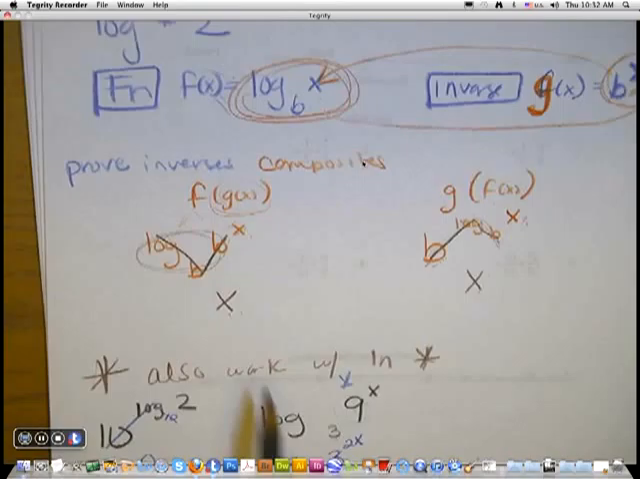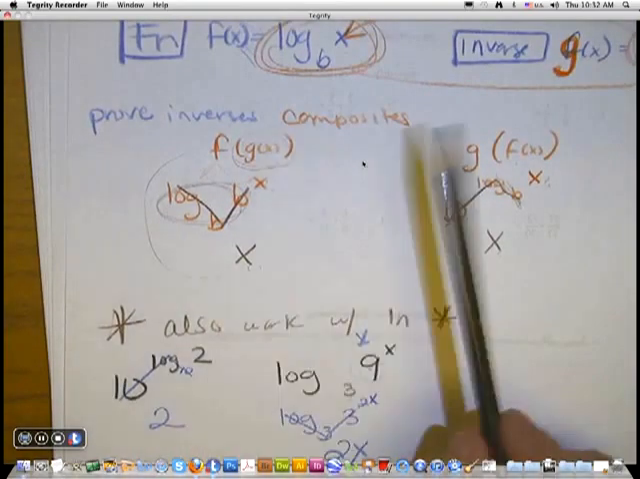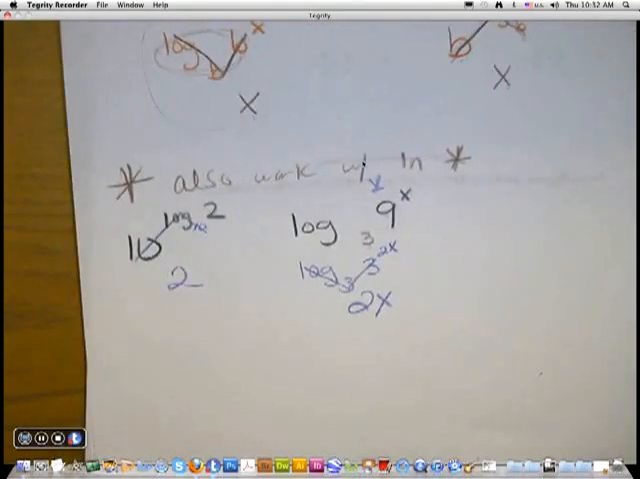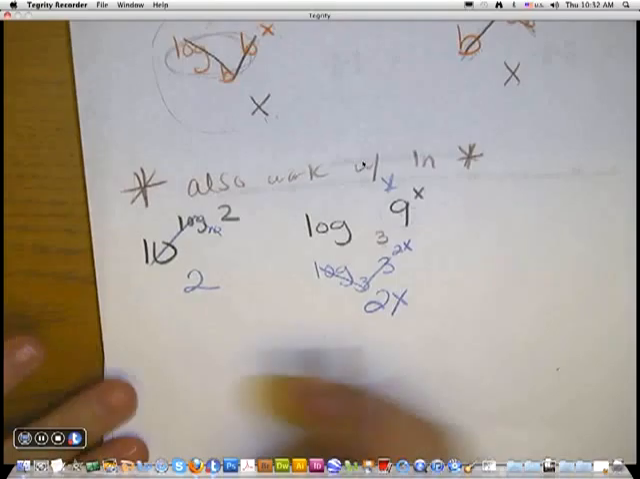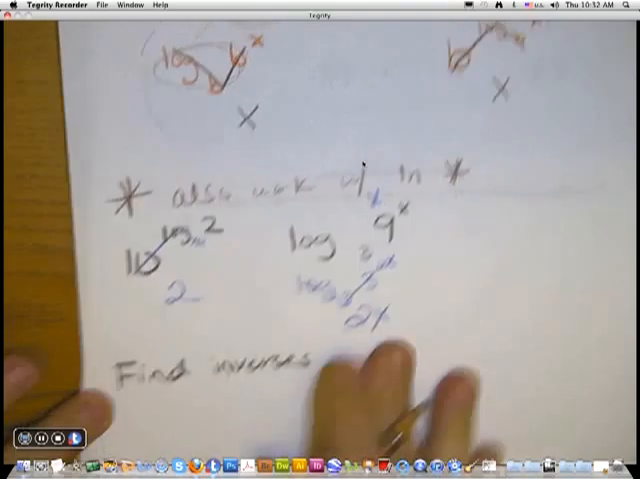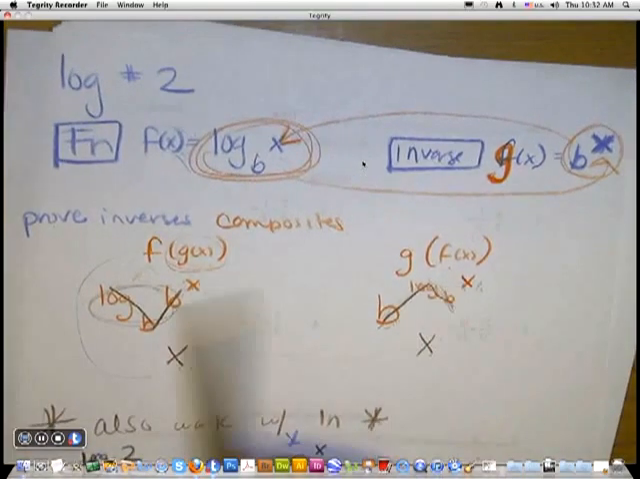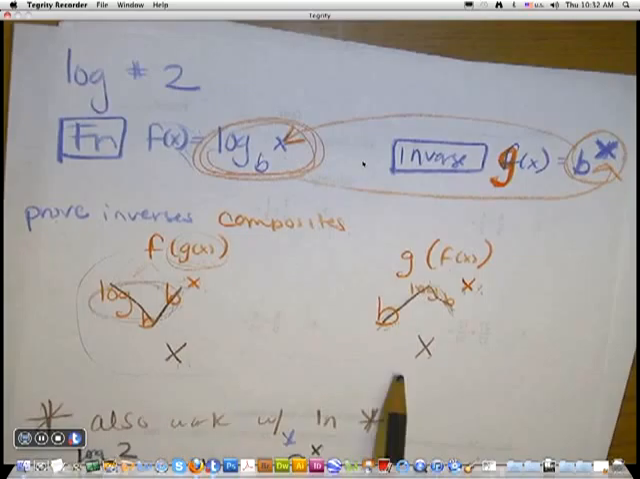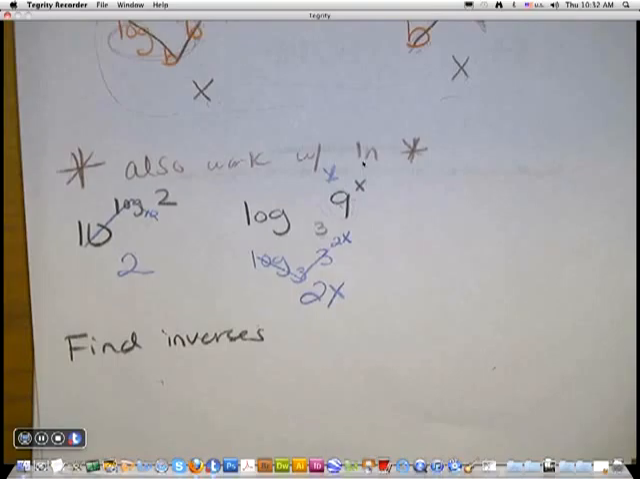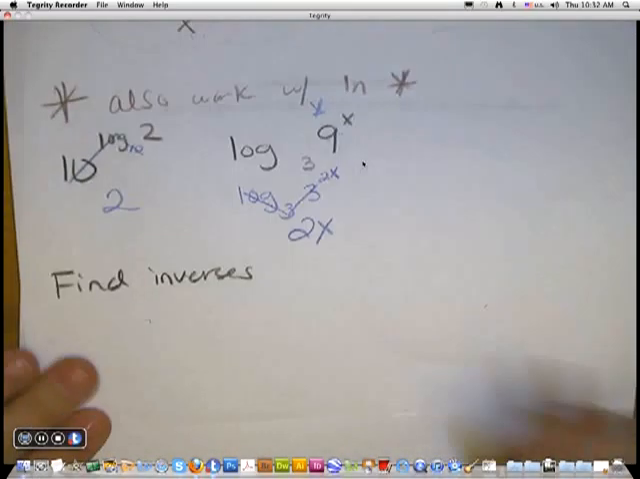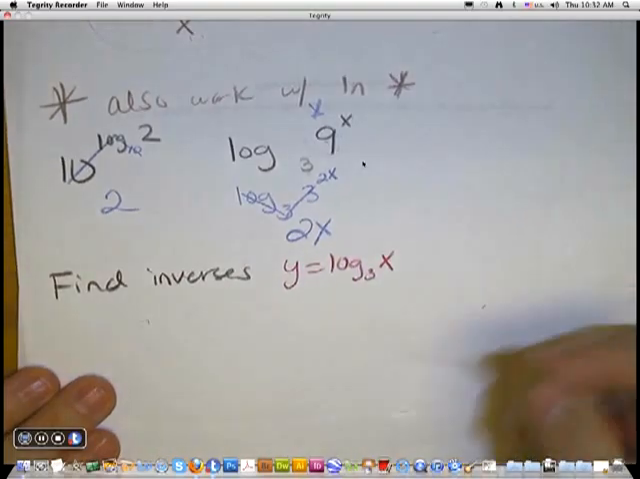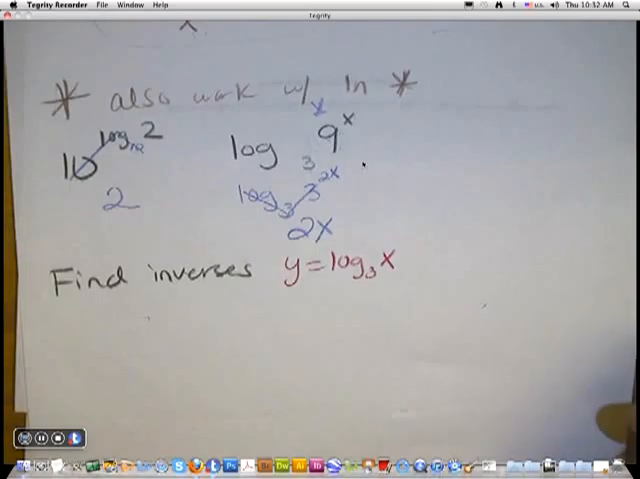All right, so up here we proved inverses. When we do composites, we're going to get an x value. The second part of this is being able to find inverses. Now this is different than proving. If I'm proving, I'm already given 2 things and I need to put one into the other and come up with an x value. If I'm asked to find an inverse, that means I've been given an equation, but I don't know the other one. I need to find what that other one would be.